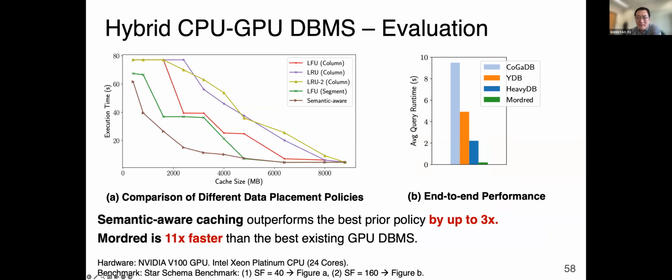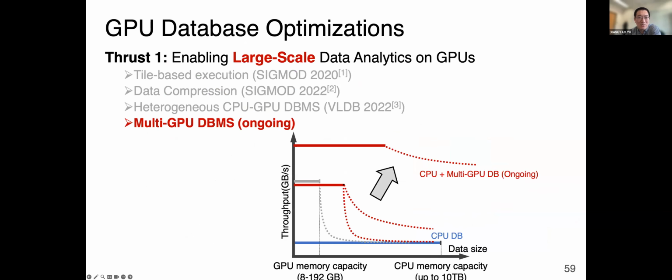All right, so that is for Mordred. I guess I have some time to quickly go through the last few pieces of work. At least for the next one, the multi-GPU DBMS is not published yet. So I will quickly go through that. But the intuition is very simple. A single GPU can only support a small data set. And if you have 4 GPUs or 8 GPUs, then you can easily store much bigger data set in the aggregated memory capacity.